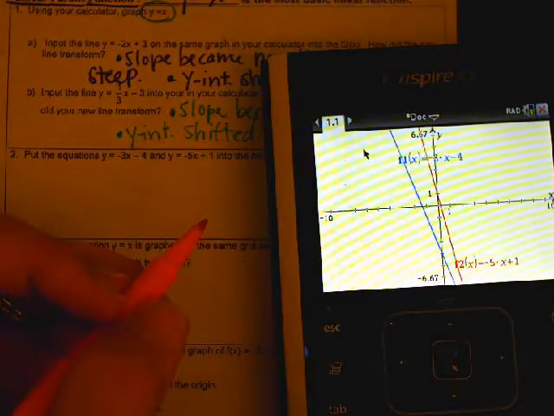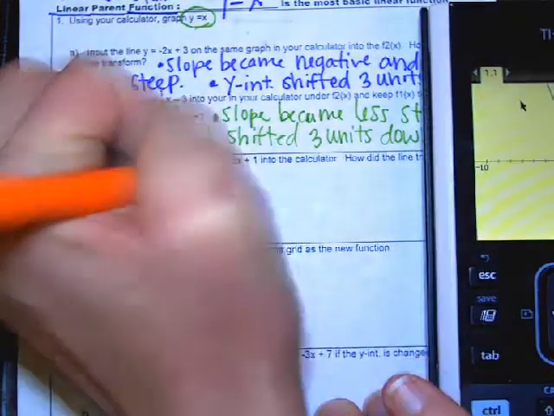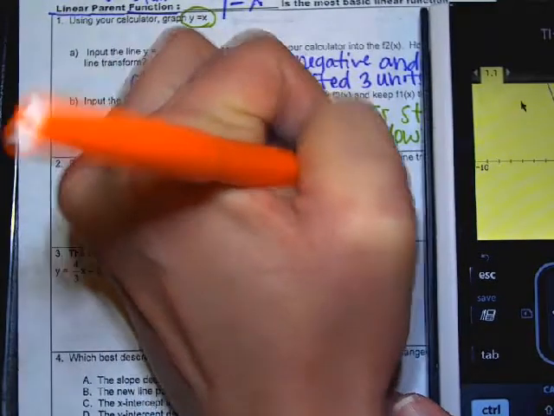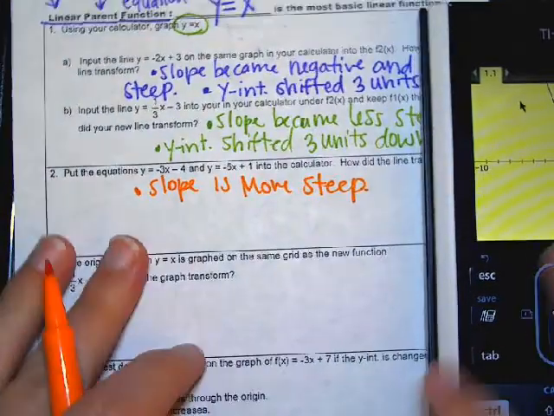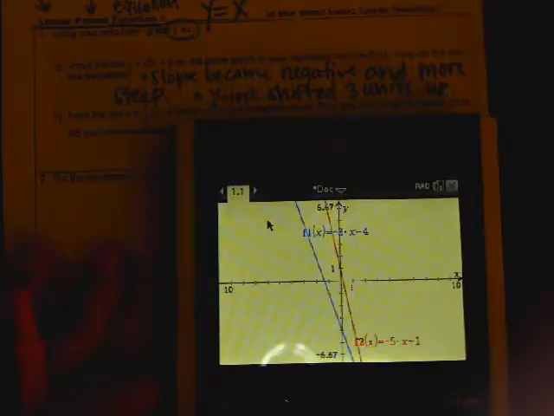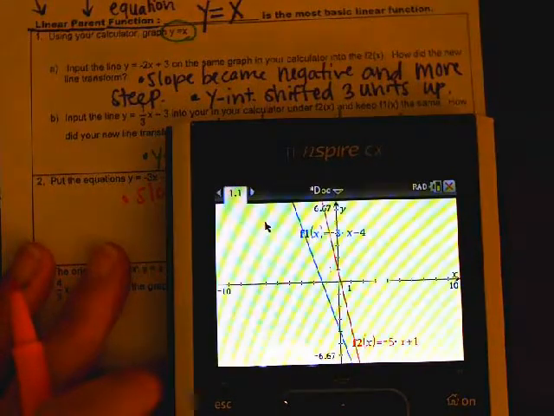Okay, so what happened to the slope of the red line? It's a lot steeper. Good. So the slope is more steep. Y'all kind of getting the hang of it? Did it go from positive to negative or from negative to positive? No, they both are what? Negative. They're both negative.